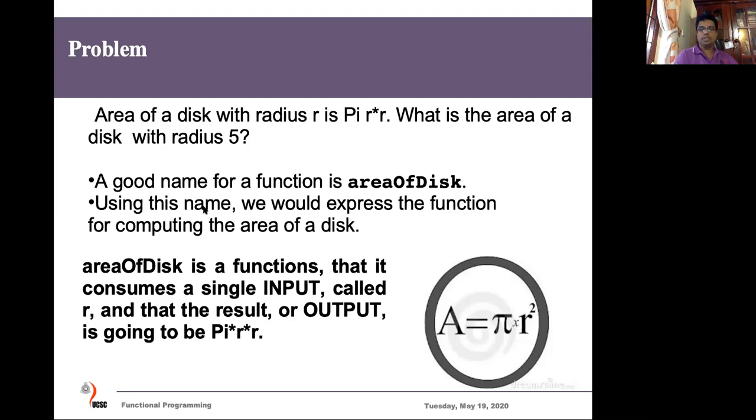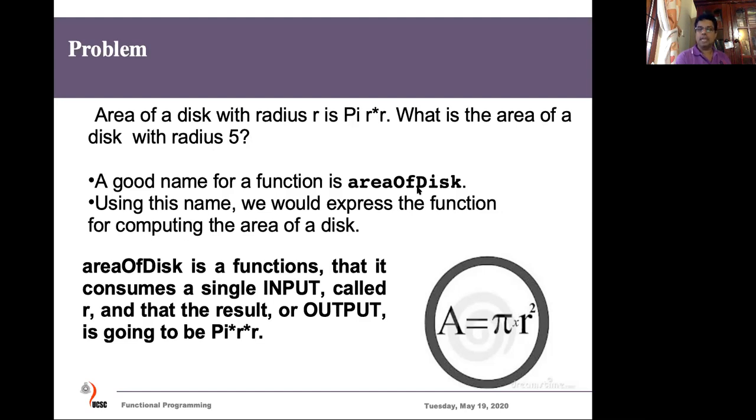Okay, so there is a problem I have given to you here. It asks to calculate the area of a disk with radius r. The equation to calculate the area of a disk is pi r square, where r is the radius. Then I want to calculate the area of the disk with radius 5 and maybe some other values. If I want to solve this problem, obviously I need to implement a function for that. So maybe area of a disk may be a good name for this function.